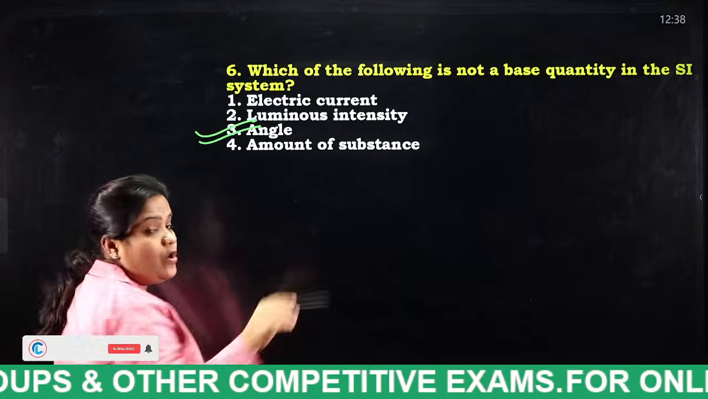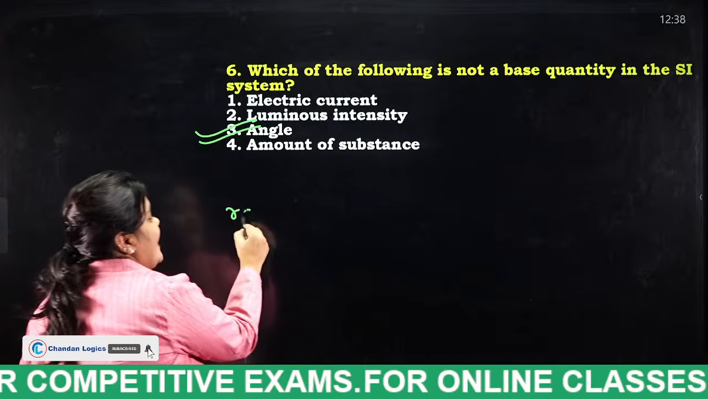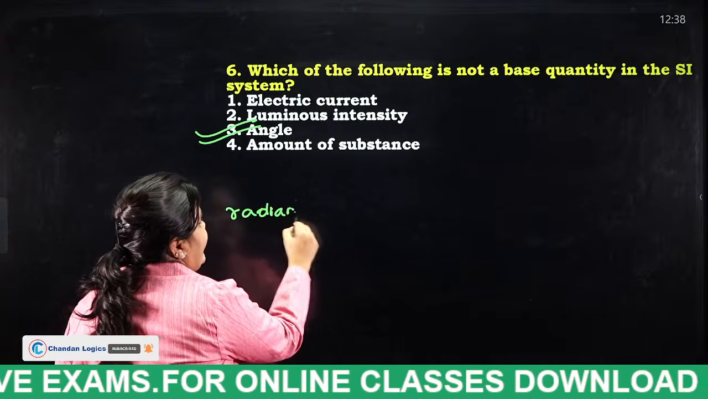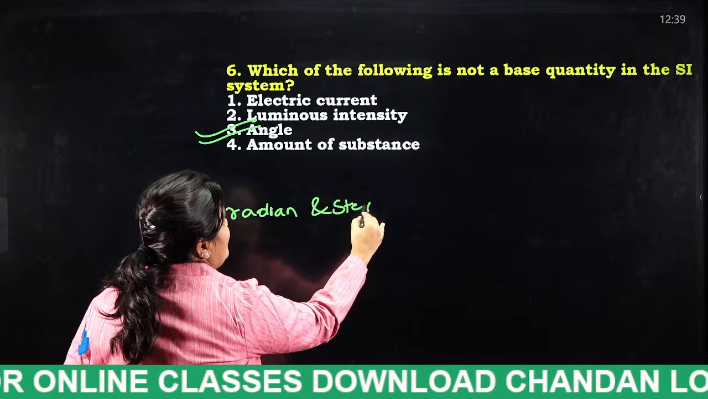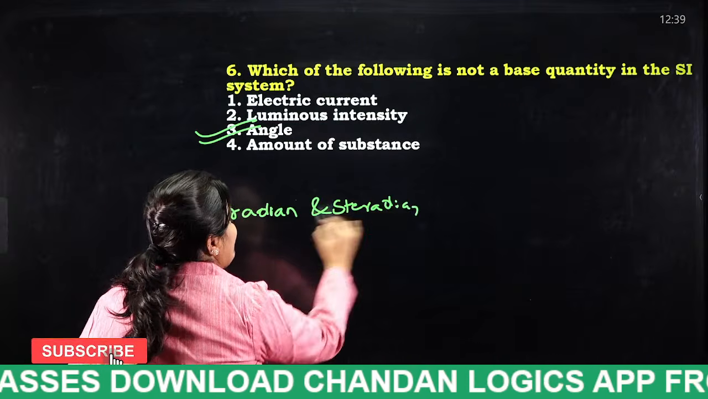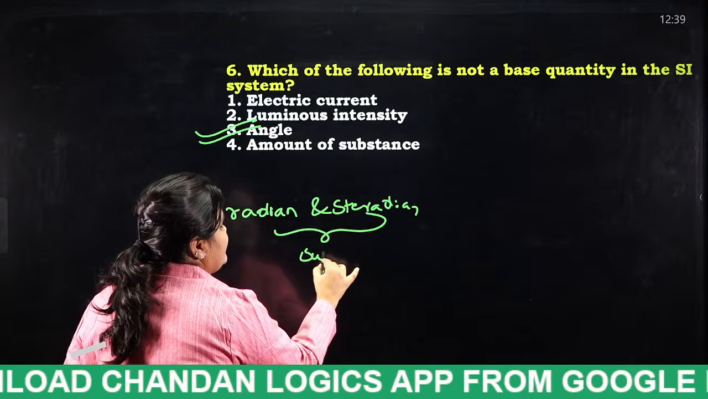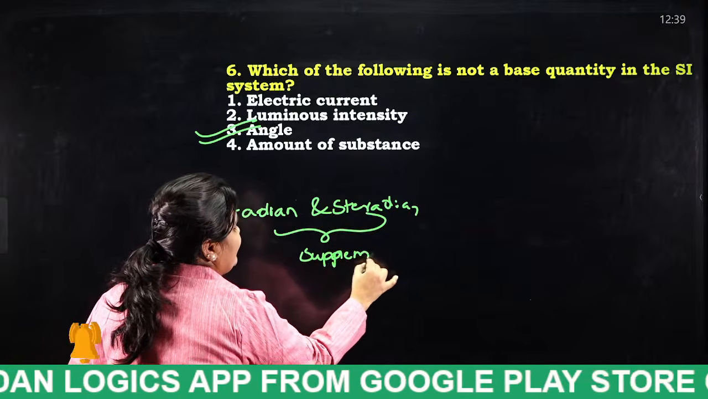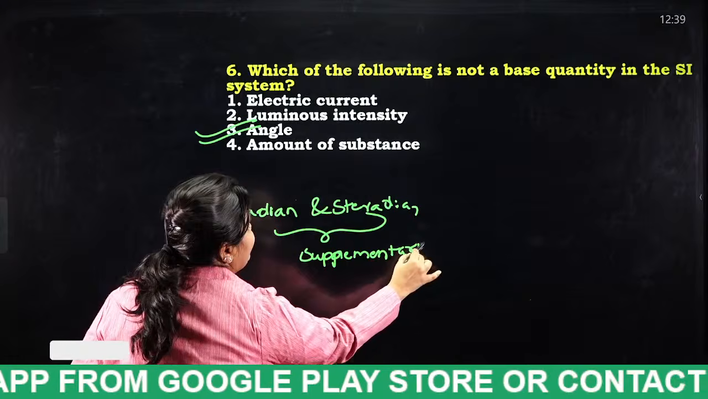Okay, as I told you already, this radian and steradian, these both are considered as supplementary units. These both are considered as what? Supplementary units, but they are not the derived units.